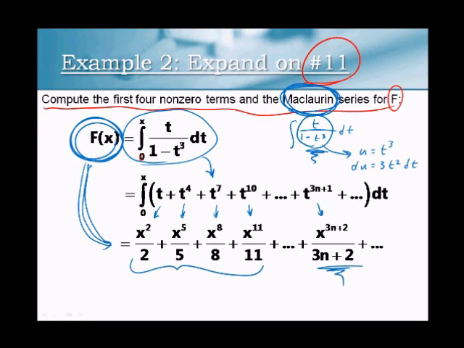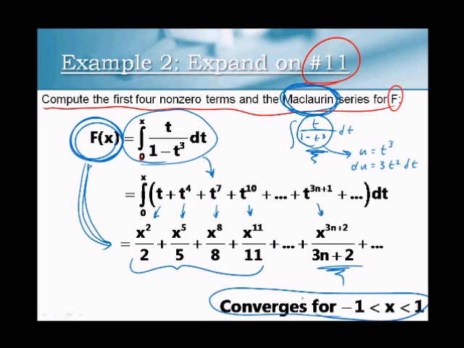Then that's it for homework-based problems. I've got two more examples, and then we'll call it a day. So let's go on to the next slide. Oh yeah, sorry, I put my interval of convergence here. I forgot about that. Just remember your interval of convergence is only between -1 and 1.